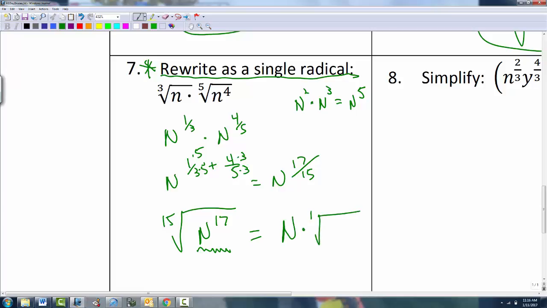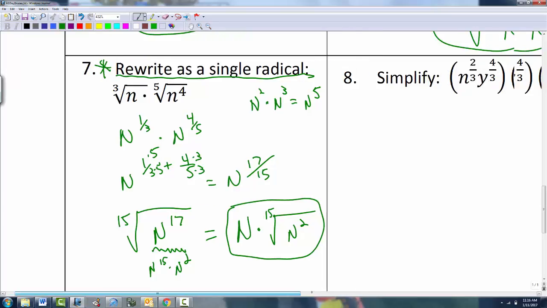And there is n squared left over in there. So this is n to the 15th times n squared. The 15th root of n to the 15th is n. So really, if we had to rewrite this as a single radical, we should also write it as a simplified radical.